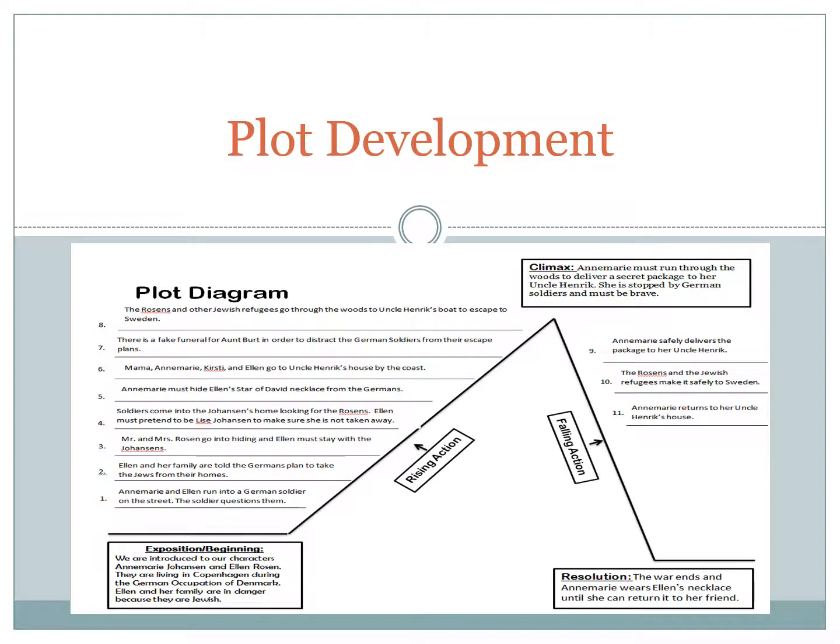Today we are going to take a closer look at the plot development of your historical fiction narratives. The plot is the organized pattern or sequence of events that make up a story. Every plot is made up of a series of events that are related to each other. We will look at exposition, rising action, climax, falling action, and the resolution of your narratives.